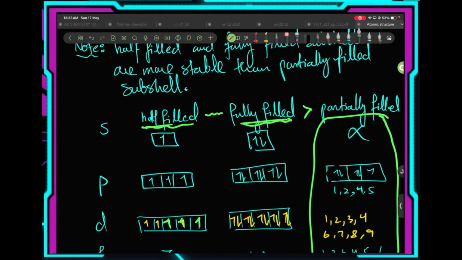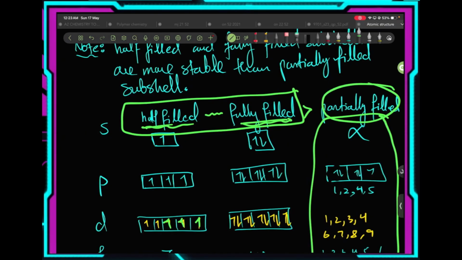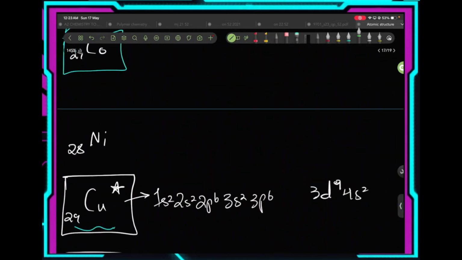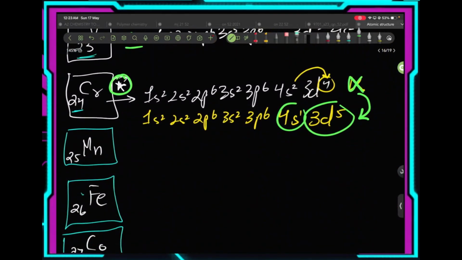So basically, the main point is that both of these configurations are more stable than a partially filled configuration for electrons in a subshell. That's why, when we saw that with the excitation of one single electron you could end up with a more stable arrangement, from a partially filled you convert it to a half-filled arrangement. That's why we had to excite the electron.